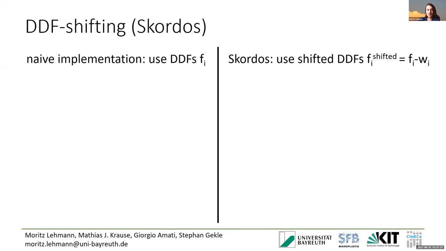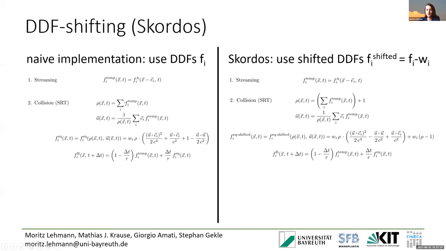So let's look at the Skordos optimization in detail. On the left side, you have the naive Lattice-Boltzmann implementation. It consists of the streaming step where you just copy over the DDFs in memory. And the collision computes the density, the velocity, and then equilibrium DDFs. And then it merges them together with a collision operator, can do BGK, for example, and then it writes them to memory again. And Skordos does not change a lot of things.